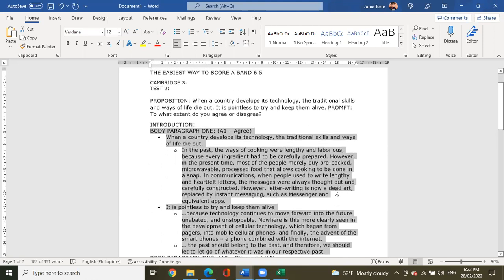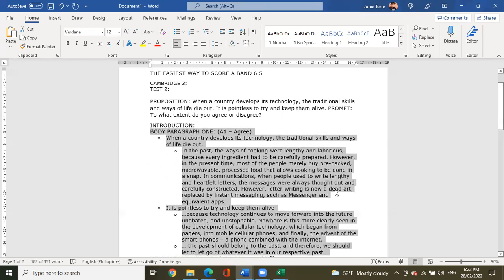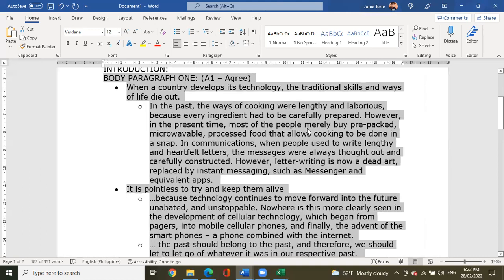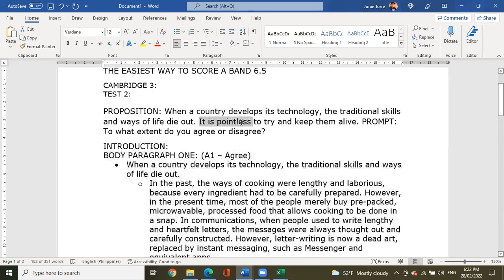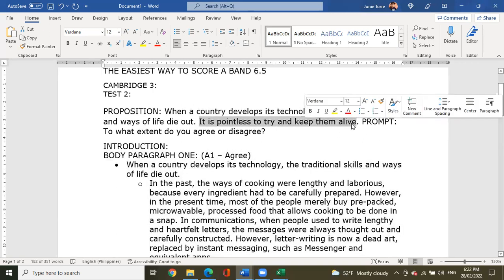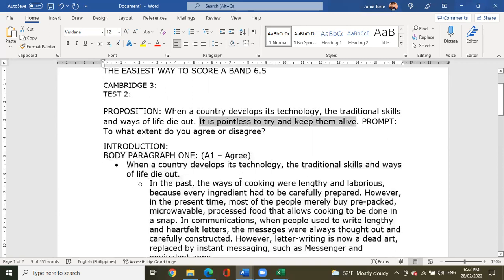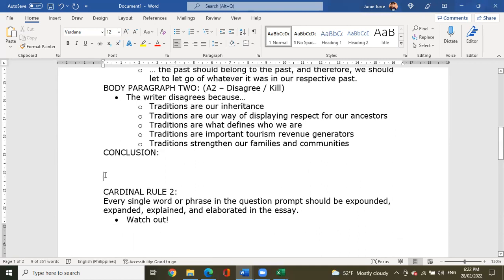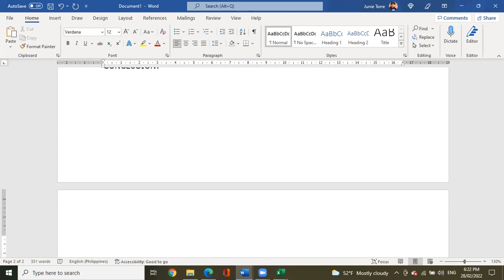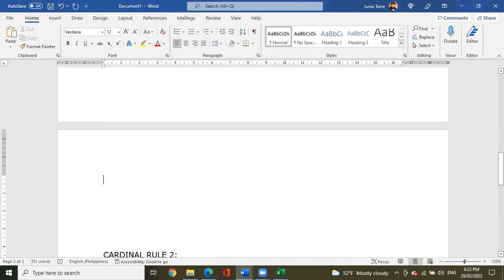So ngayon guys, watch out for sentences or phrases in the question prompt that are negative. It is pointless to try and keep. That's a negative statement. Yun. The tendency is to disagree to it. Parang that question prompt of Eddie, which was a trapper question. May negative statement doon.